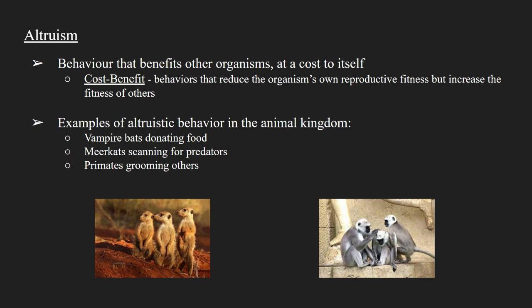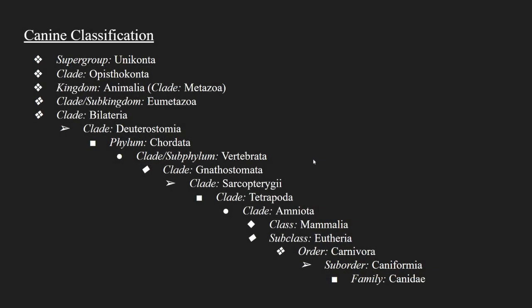be altruistic. General examples of altruistic behavior in the animal kingdom include vampire bats donating food to members that have been unable to feed, meerkats scanning for predators and alerting pack members, and primates grooming other primates. Here we will of course be discussing altruistic behaviors in canines, and this is their classification.